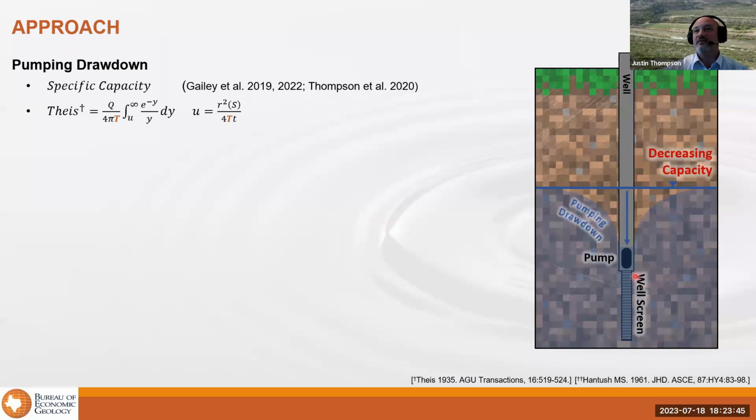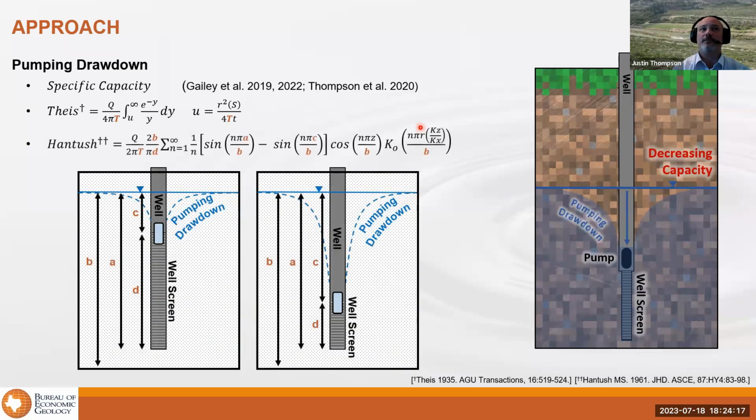So Theis is good. It gets us part of the way there, but it also has limitations. Notably, it assumes that the entire saturated thickness of our aquifer is screened by our well, so the entire saturated thickness is transmitting water to our well. That might be true, but in a lot of cases it's really not. For one reason or another, notably cost, many of our wells only partially penetrate our aquifer, and when that happens, we have additional pumping drawdown impacts. So for that, we use the Hantush solution for drawdown.